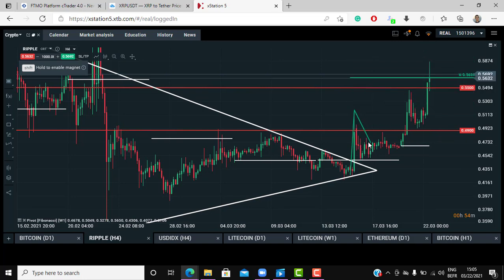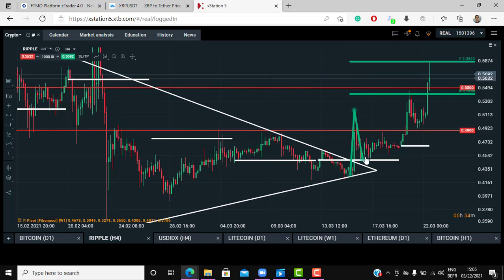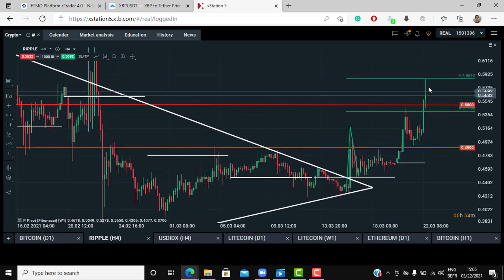And as you can see, it gave us this level absolutely correctly, the level of 0.54, which was the resistance around here. And right now, look how precise it is. It gave us 0.58, the level that we are bouncing off at the moment. So keep in mind, this is a very strong tool to use.